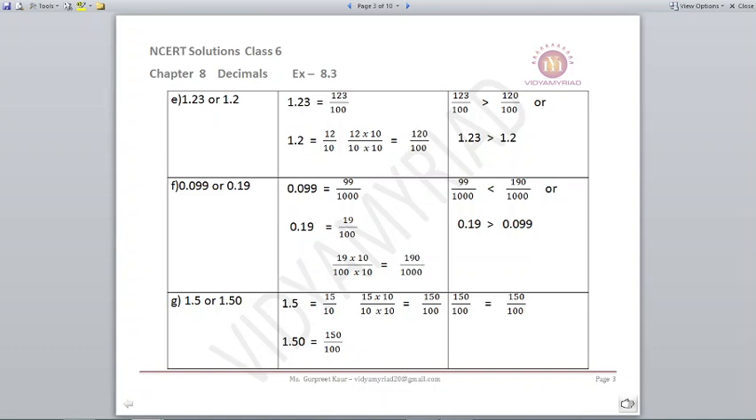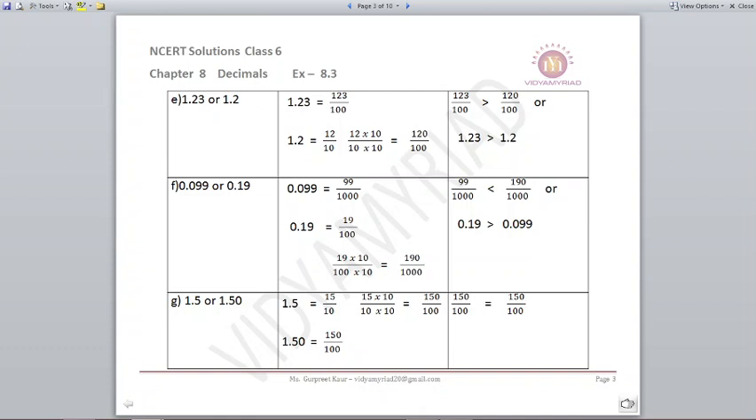F part, 0.099 or 0.19. 0.099 has 3 places after the decimal, so it will be divided by 1000. Fraction is 99 upon 1000. 0.19 means two digits after the decimal, so 19 upon 100. We will convert it into 1000, so it becomes 190 upon 1000. So from 99 and 190, 190 is a greater number, so we will write 0.19 is greater than 0.099.